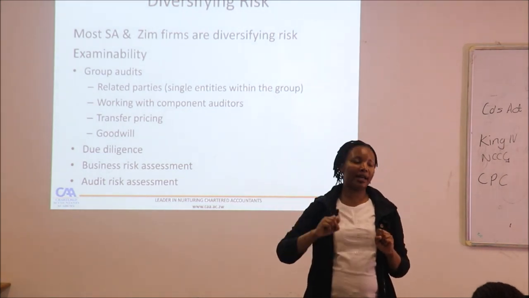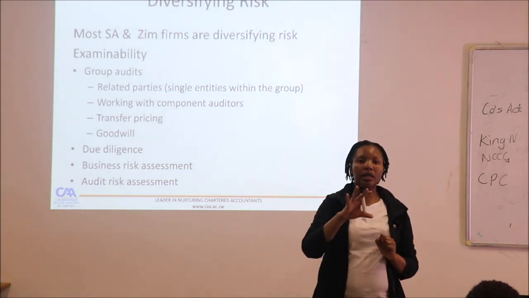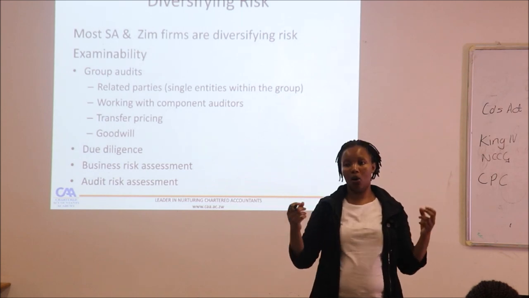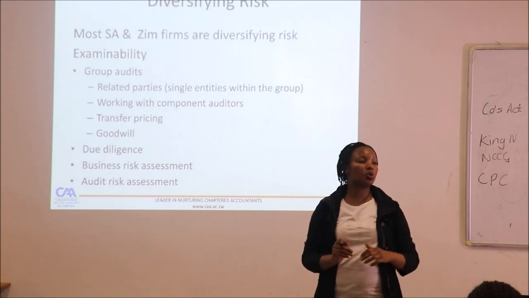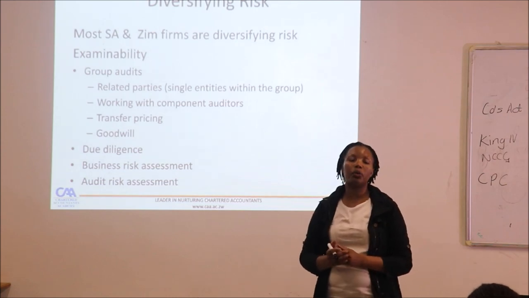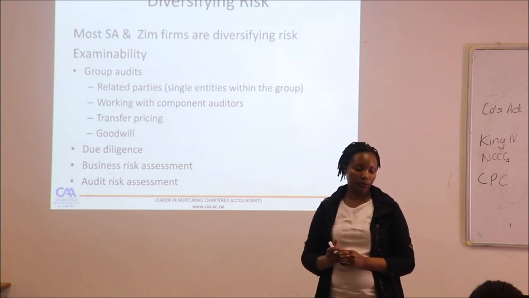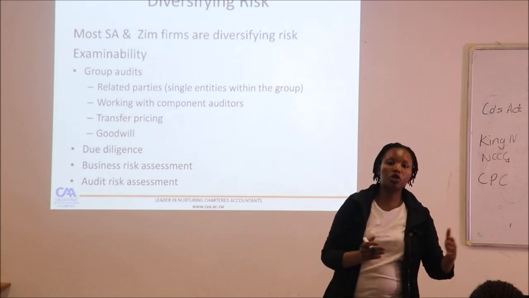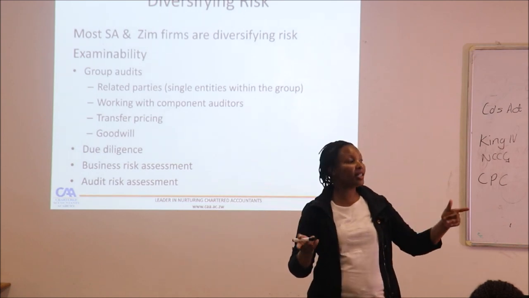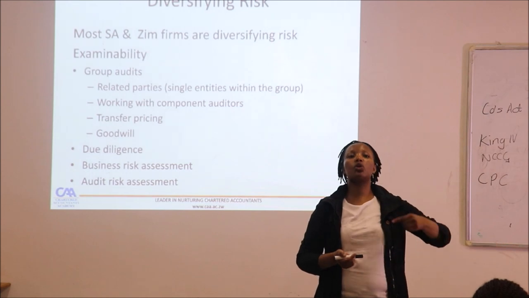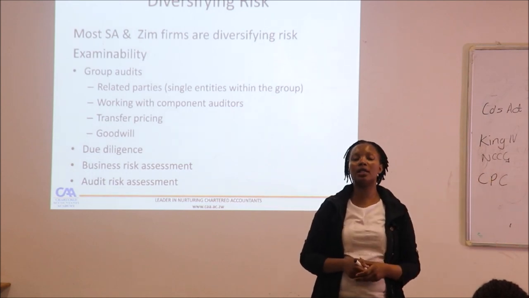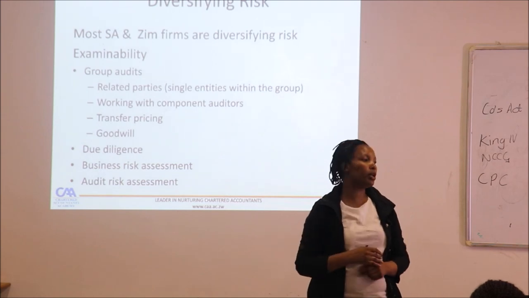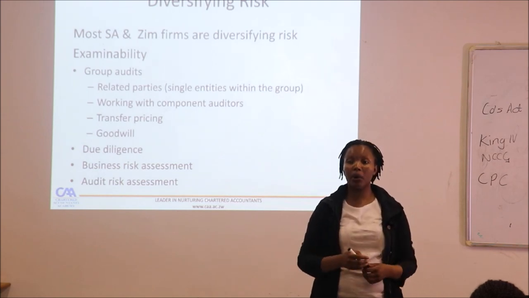Where do your related parties come in? What about the disclosures? Do you have an idea of what should happen? Working with component auditors, which ISA deals with working with component auditors? That can come. That can also be your internal audit, because remember I said risk is also an important thing. It could also be things to do with your internal audit. Can you rely on the work of the internal audit? Can you rely on the work of the component auditor? That can be something that can be what?